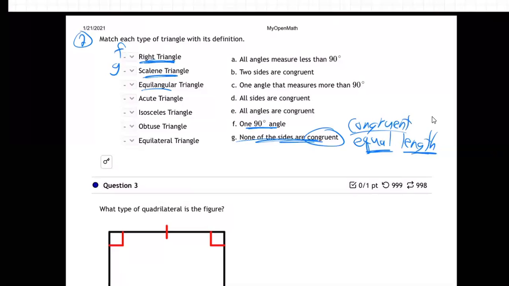Equiangular, we know what that means. All the angles are congruent, equal. There's that fancy word, congruent, which means equal. Acute, all the angles are less than 90. Isosceles, that's the two. Two sides are congruent, two sides are equal. Obtuse, one angle more than 90. And equilateral, all the sides are congruent, equal. For me, that's D. There we go.